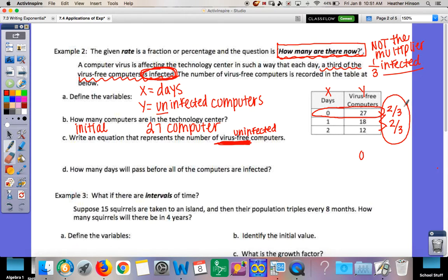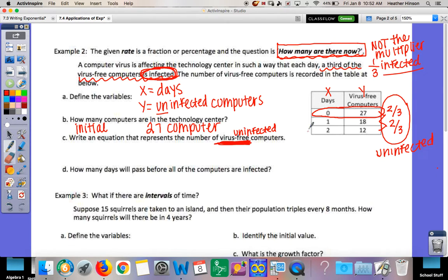2/3 is the amount of uninfected computers. Now, why are those different? Why did they give us 1/3 when the answer is 2/3? And how do we get those from each other?